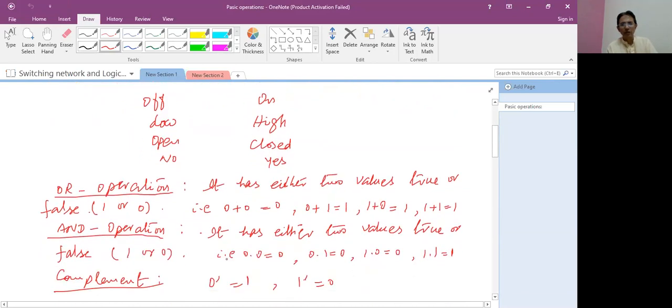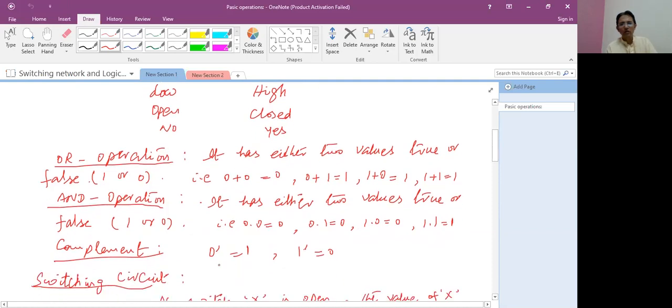And what is the AND operation? It has either two values, true or false, 1 or 0. That is, the AND operation here: 0 dot 0 equals 0, 0 dot 1 is 0, 1 dot 0 is 0, and 1 dot 1 is 1. Now what is the complement? The complement of 0 is 1, and the complement of 1 is equal to 0.